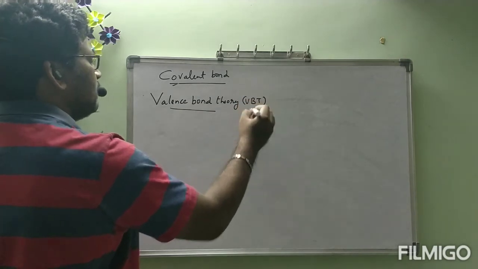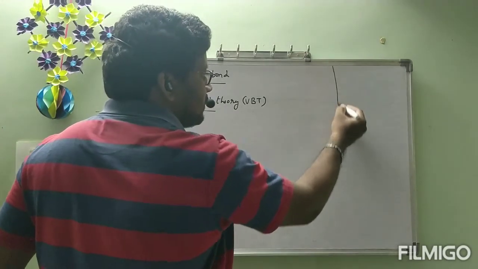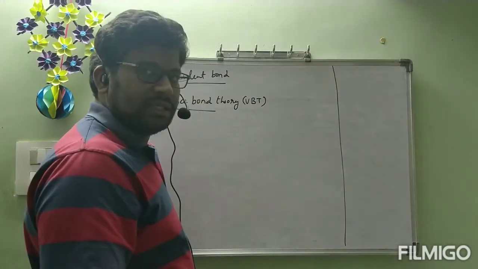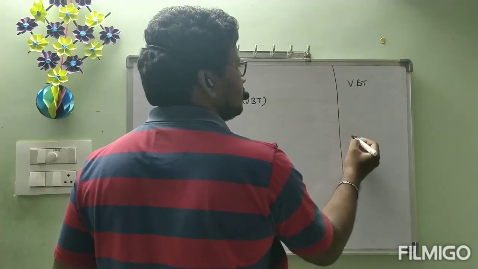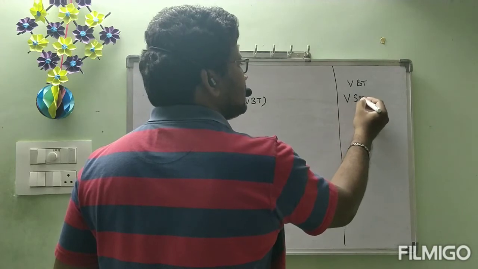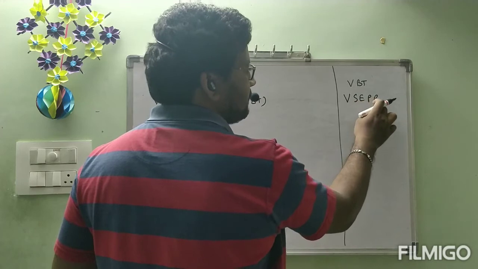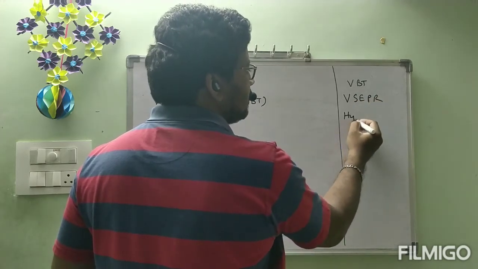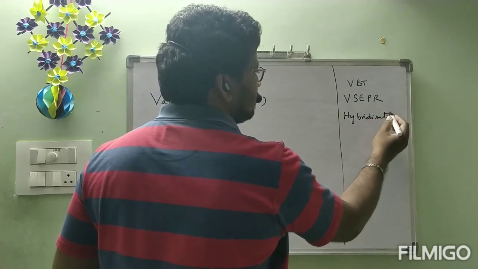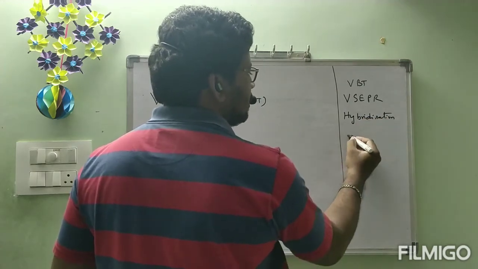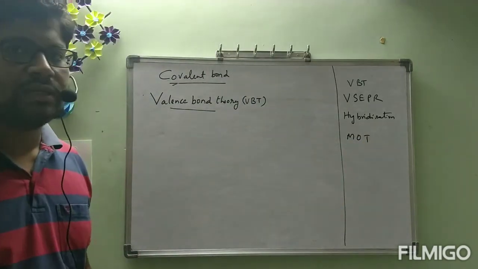VBT. Covalent bond was explained by different theories. Those theories are valence bond theory, VSEPR theory (valence shell electron pair repulsion theory), hybridization, and molecular orbital theory. These many theories we are going to study.